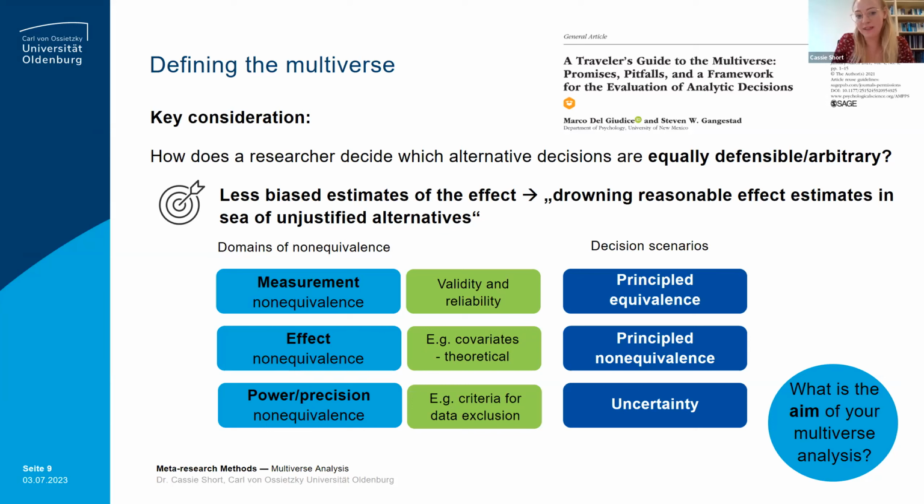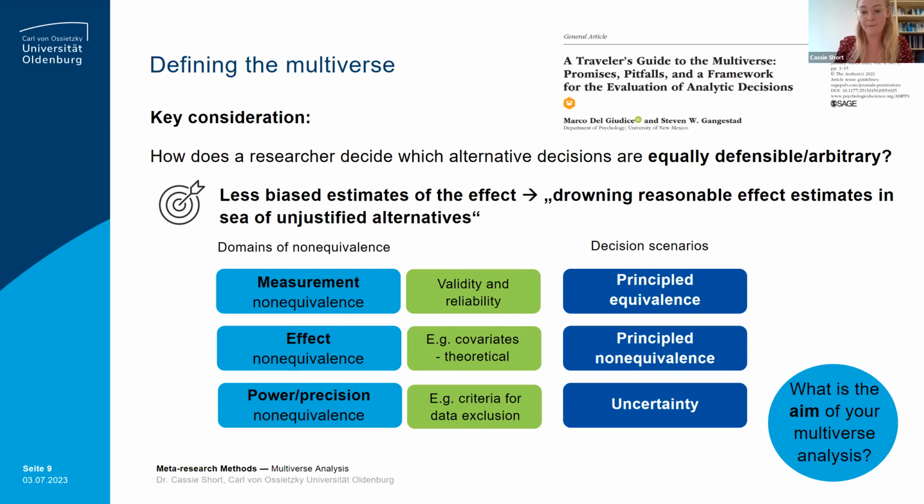So yeah, they say these are 3 different domains you should consider for non-equivalence, and then you should be able to consider whether they have principled equivalence, so whether these alternative specifications can be considered equally defensible, equally justifiable, whether they're non-equivalent, so whether you can identify based on these domains. And they also say there are other domains, not only these 3. If some are less justified, then perhaps we should exclude them from the multiverse depending on your aim. And we should also state whether or not we're uncertain whether these alternative specifications are equivalent or not.